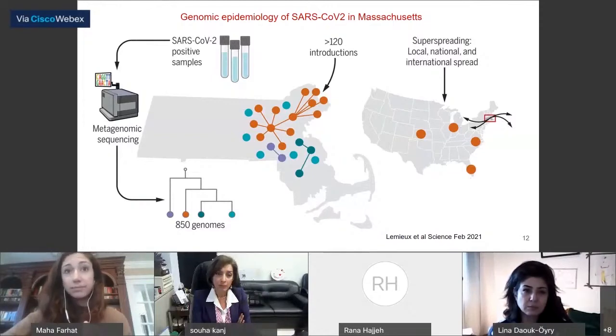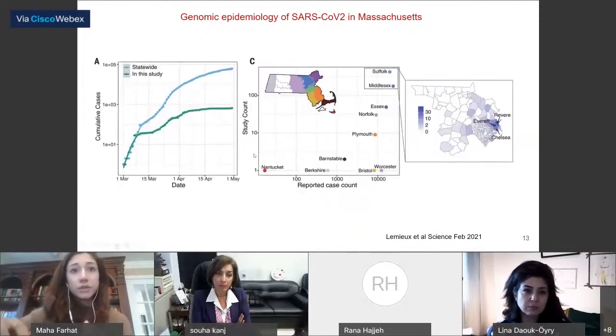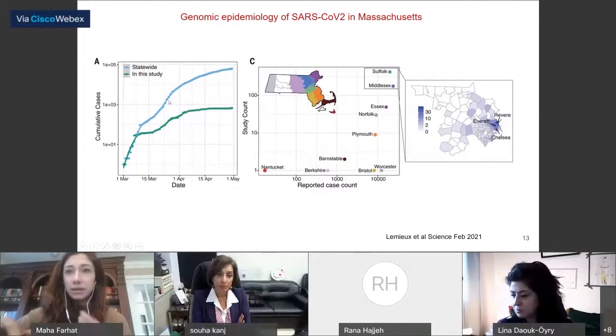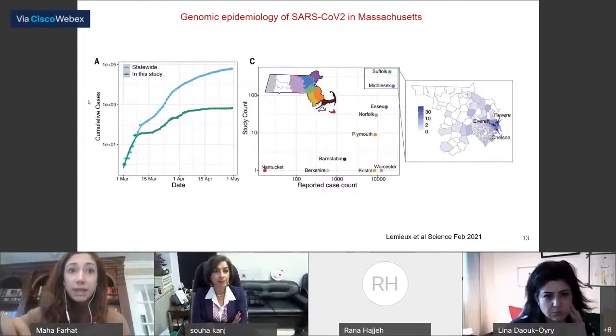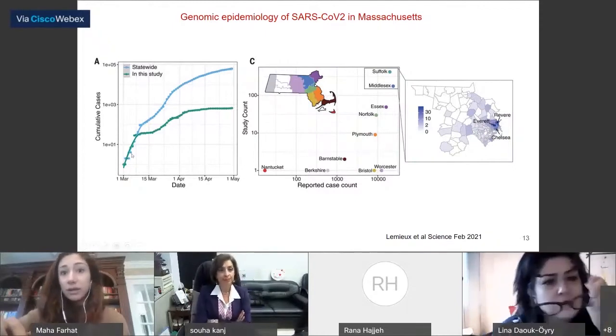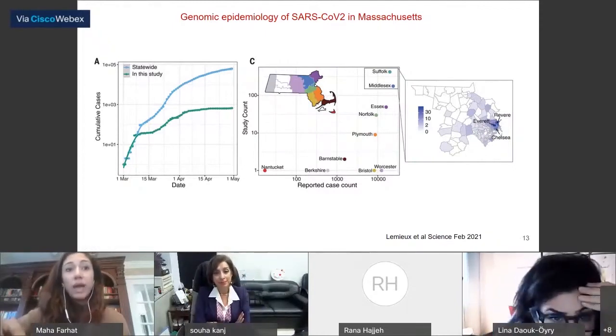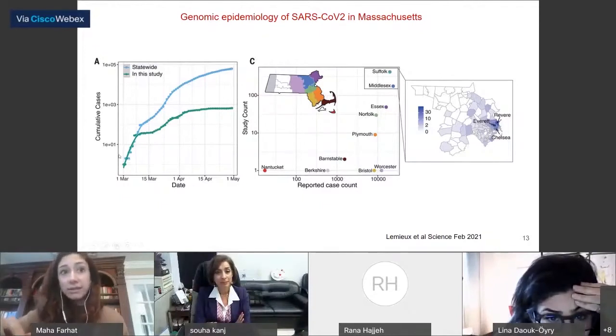And then we studied the genetic relationships of these strains and also studied importation in and out of the Boston area. So this first panel demonstrates the sampling strategy: the sequenced isolates are represented in green, and the overall number of positive cases is represented in blue. You can see here that at the beginning of the outbreak in Boston, we have essentially 100% coverage of what was circulating in the state.